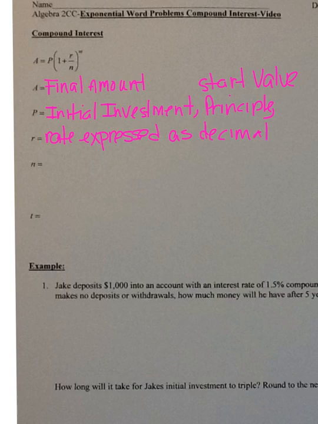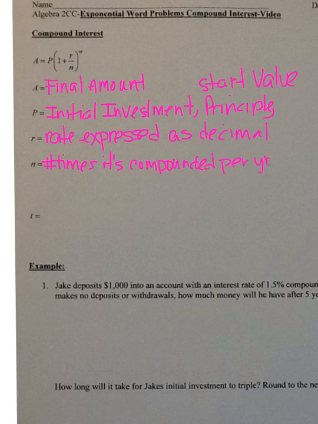So just like yesterday, take the percent and move the decimal 2 places to the left. N is the number of times it's compounded per year.